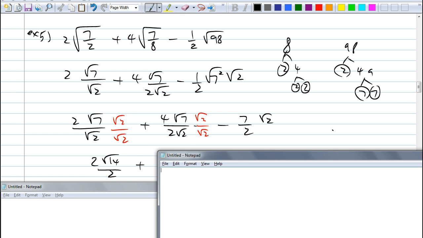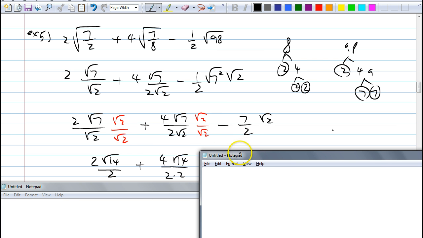Is it 2? You got 2 times rad 2 times rad 2. Wait, what's rad 2 times rad 2? Rad 4. Yeah, which is 2. So what's 2 times 2? 4. So don't you get 4 in the denominator? 2 times 2? Yeah. Okay, what about the last one?